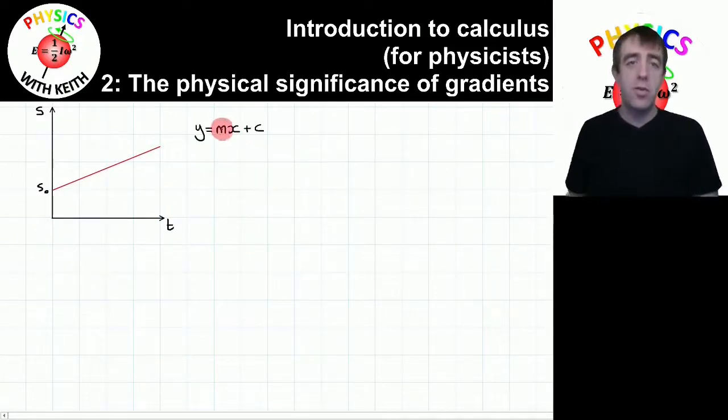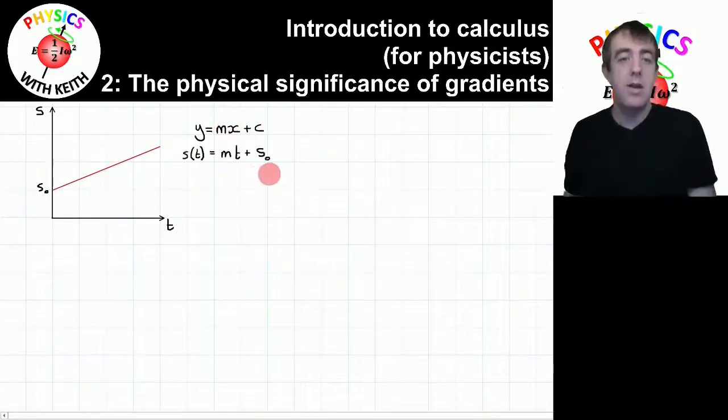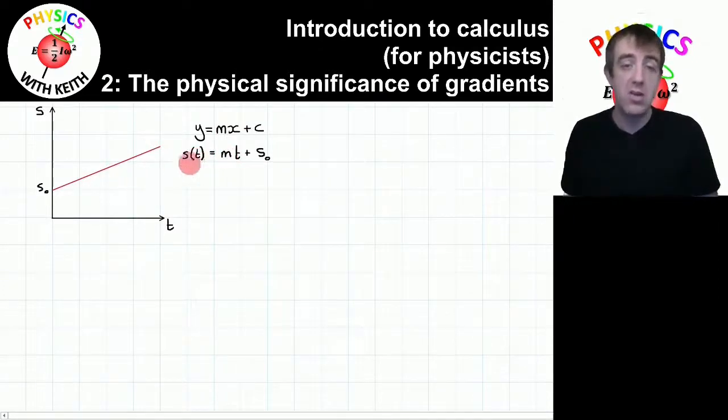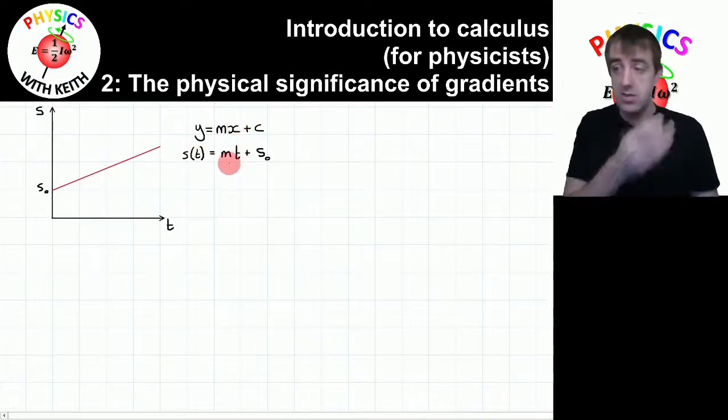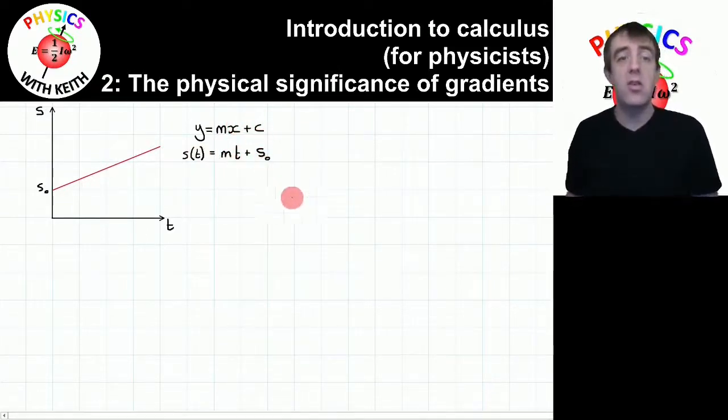This graph is in the form y equals mx plus c, where m is the gradient and c is the y-intercept. And our displacement as a function of time is equal to the gradient of this line times time plus that initial displacement. So we've just substituted in what the y-axis represents, what the x-axis represents, and the physical significance in this case of the y-intercept. So what about the gradient?